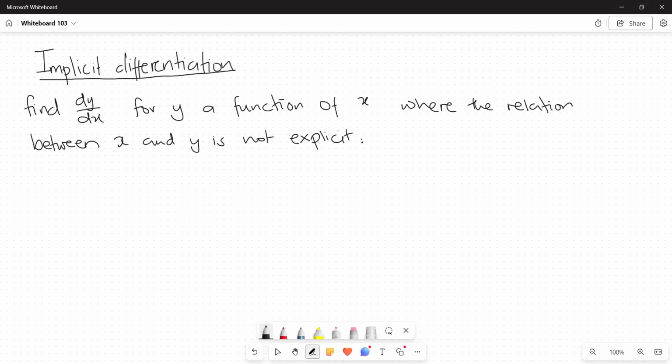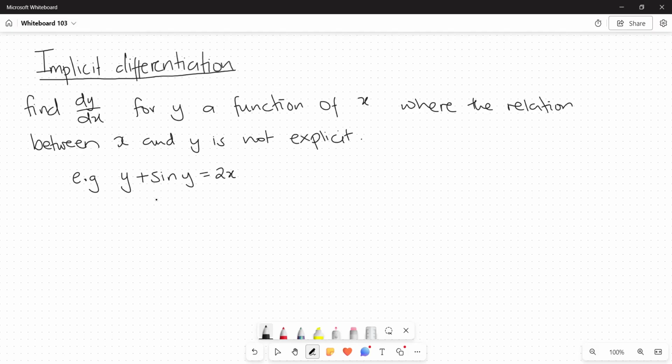Okay, so what does this mean? What this means is y is not necessarily the subject of the formula, and making y the subject of the formula might be quite tricky to do. So an example where the relationship between x and y is not explicit can be given by a function like this. So we have y plus sine y is equal to 2x. And here we still want to work out dy dx. So we can see that with this function, making y the subject of the formula can be quite tricky, if it's even possible at all.